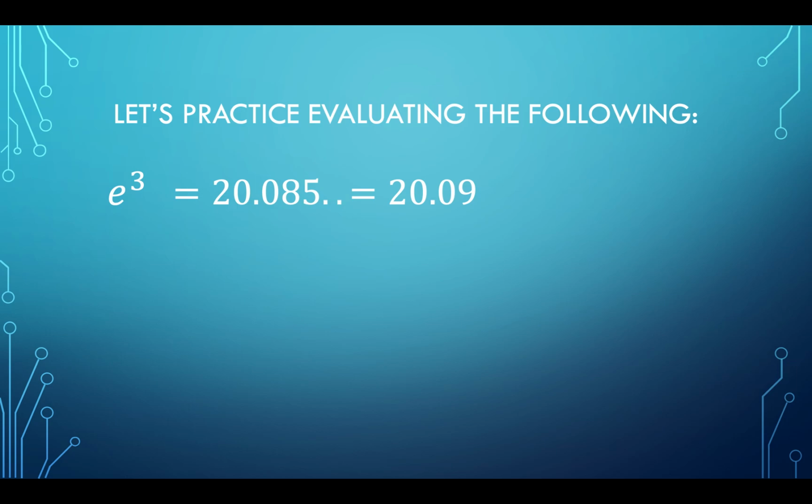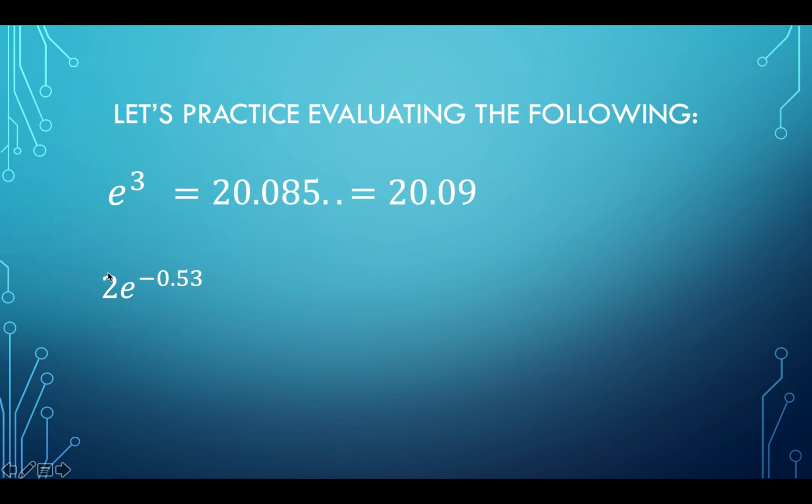So if I tell you guys to round to the nearest 100th, that's 2 decimal places. Now, a little background for rounding: 5 and above, you round up; 4 and below, you keep it the same. So 20.085 rounded to 2 decimal places will be 20.09.